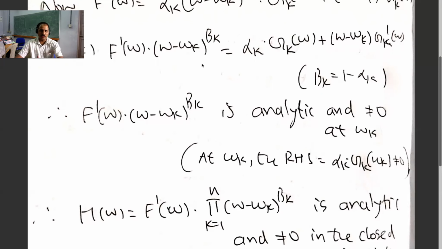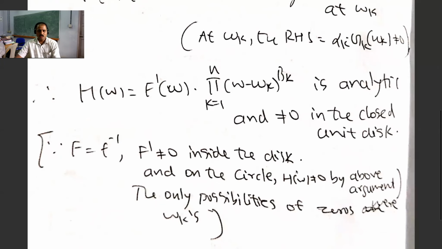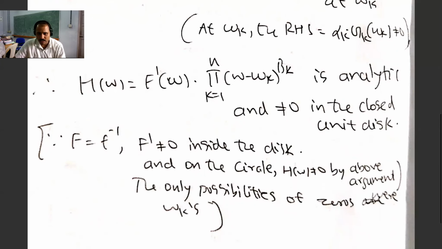Now we do this for every k and take the product. My claim is that h of omega, defined by f dash omega times the product of omega minus omega k to the power beta k, is analytic and non-zero in the closed unit disc. This is rather easy because it is a product of these things. f dash omega is always non-zero, so h of omega is non-zero because these are non-zero.